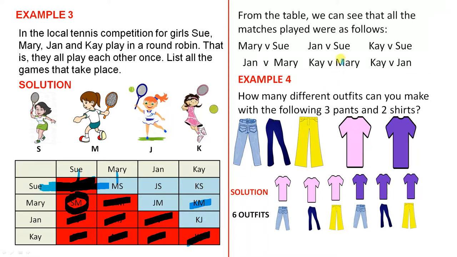So altogether, from the table we can see that all the matches played were as follows: Mary Sue, Jan Sue, K Sue, Jan Mary, K Mary, and K Jan. So 6 possible matches.